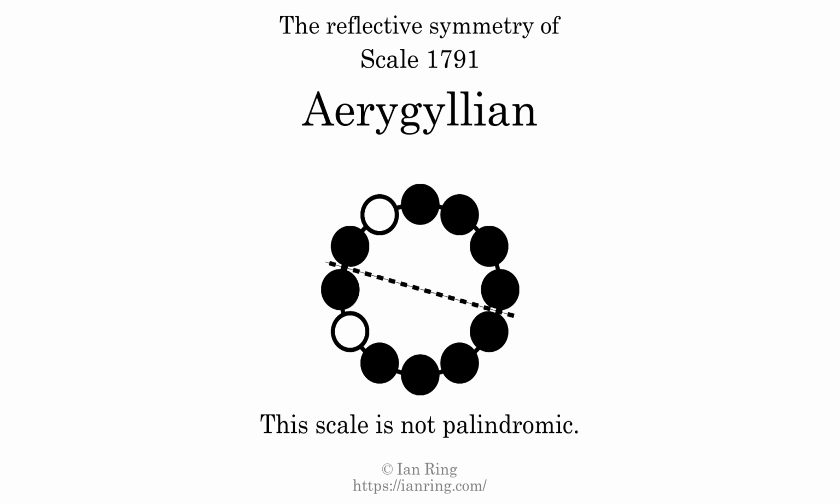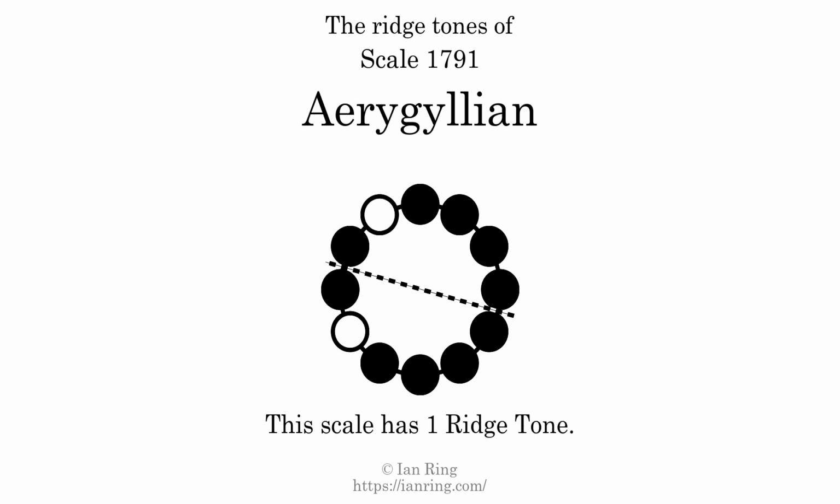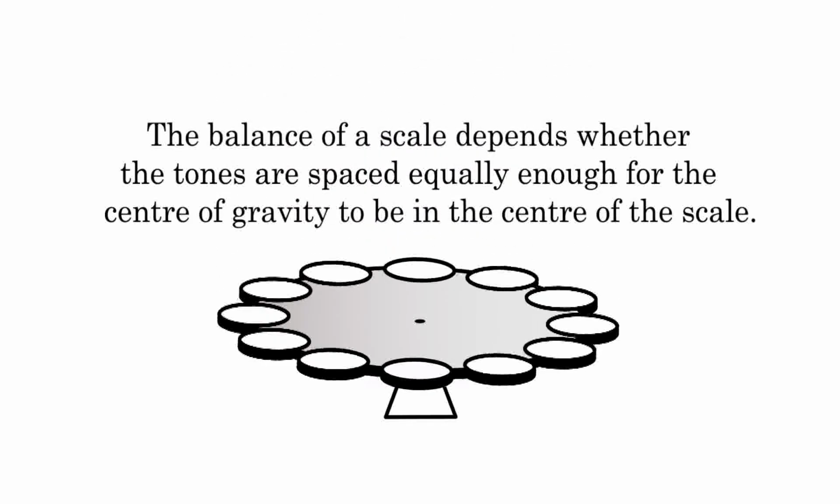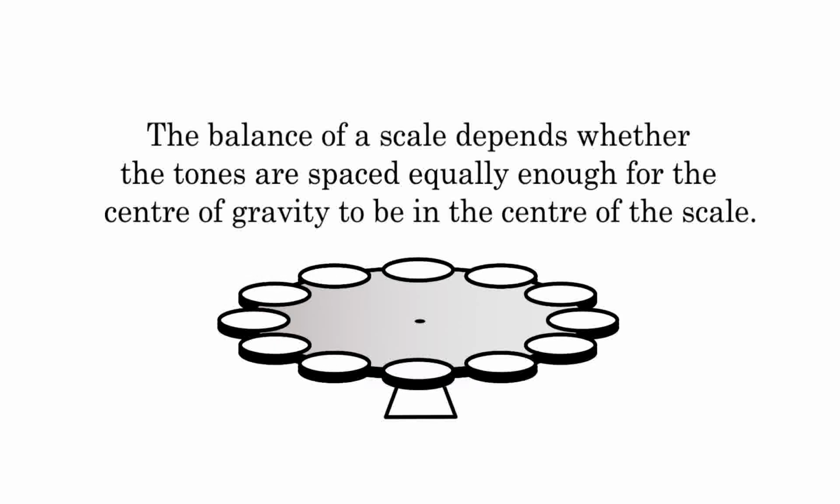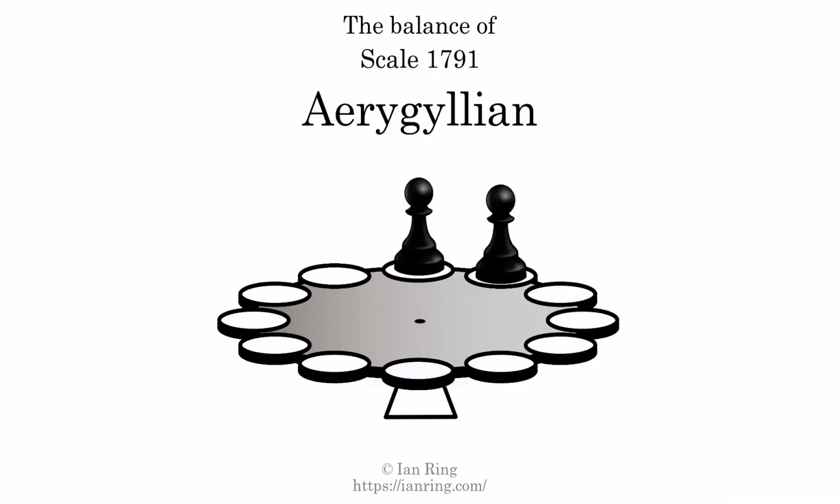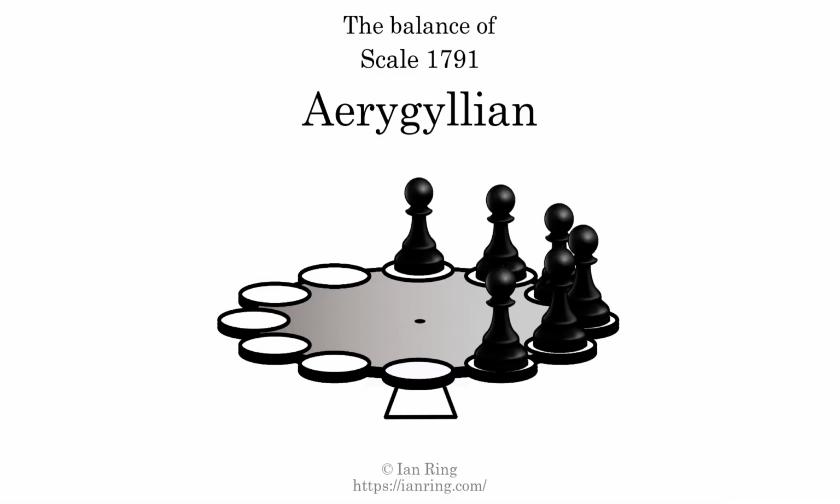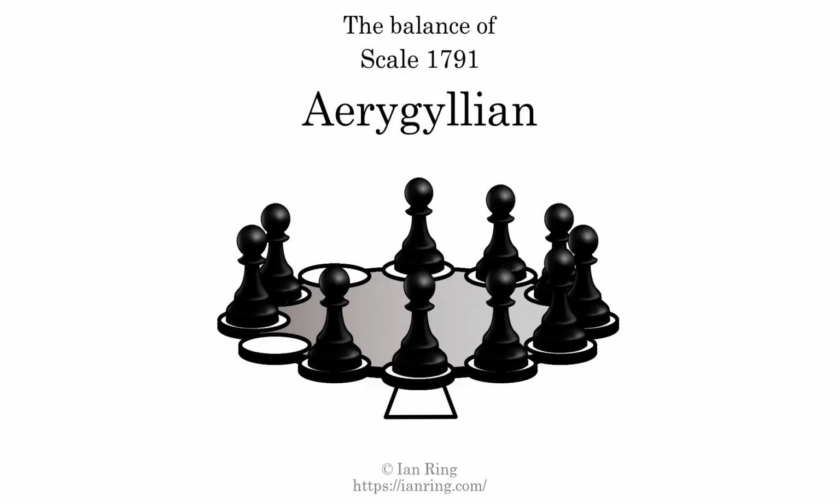This scale has reflective symmetry across an axis position 3.5 semitones from the root. This scale has a different pattern of intervals ascending and descending, so it is not palindromic. This scale has one ridge tone. Here, the balance of a scale depends whether the tones are spaced equally enough for the center of gravity to be in the center of the scale. This scale is not balanced.